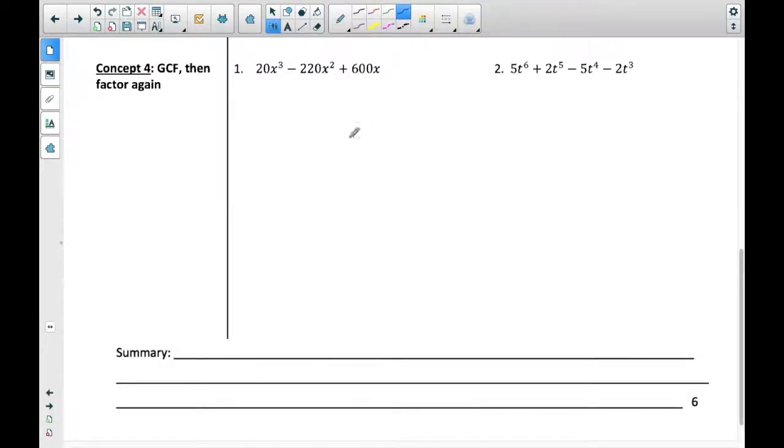Okay, another method that we've learned when we were doing quadratics is if there's a GCF, let's factor that out first to make it easier. So notice there is a GCF here. What is that GCF? Well, hopefully you could see it's 20x. So let's factor out a 20x and see what we have. All right, when we factor out 20x, we get x squared minus 11x plus 30.